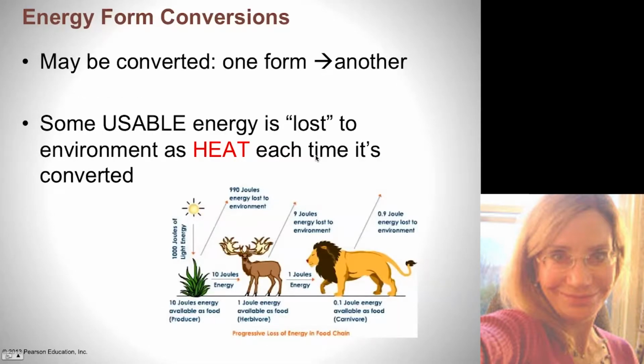Energy form conversions. You may remember from your Fundamentals of Biology class that energy may be converted from one form to another. However, some usable energy will always be lost to the environment as heat each time it's converted. And this is represented by looking at this food chain. You can see this progressive loss of energy, although this is actually loss of usable energy, in passing this energy up the food chain.